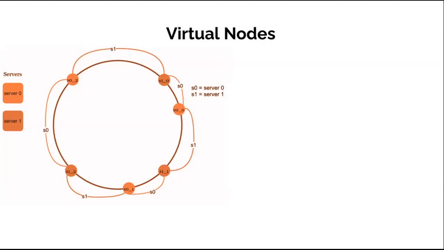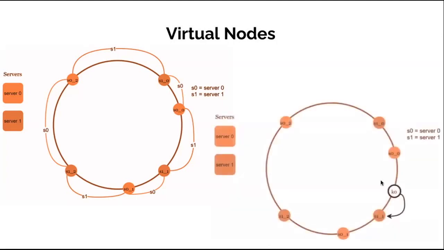So to find which server a key is stored on, we go clockwise from the key location and find the first virtual node encountered on the ring. Here we see key K0, right? The first clockwise node for this K0 is server 1. So K0 lies in server 1. We go clockwise from the location and find virtual node S1, which refers to server 1.